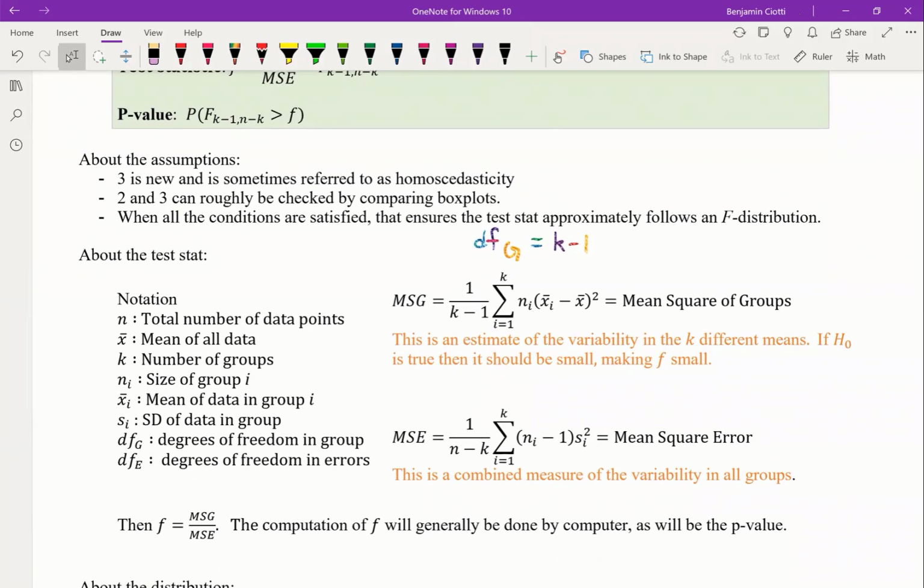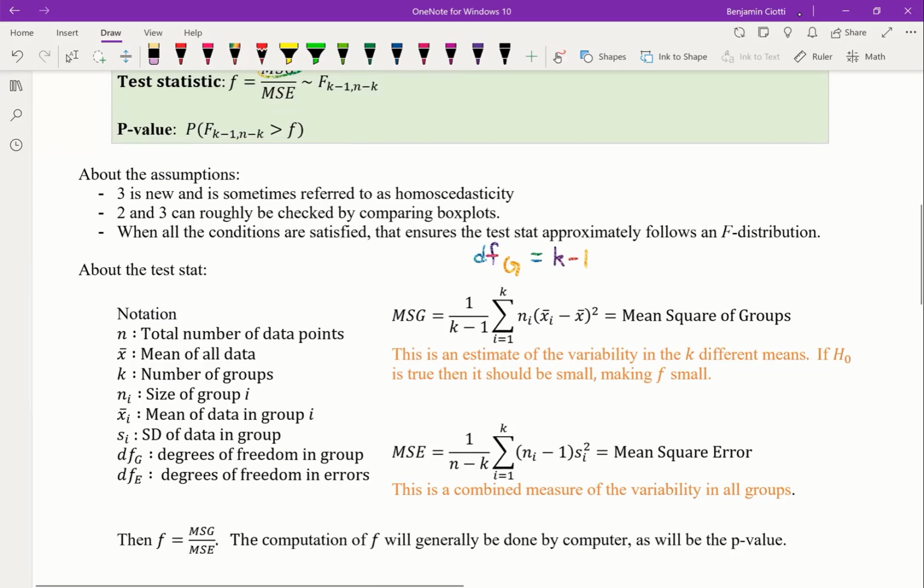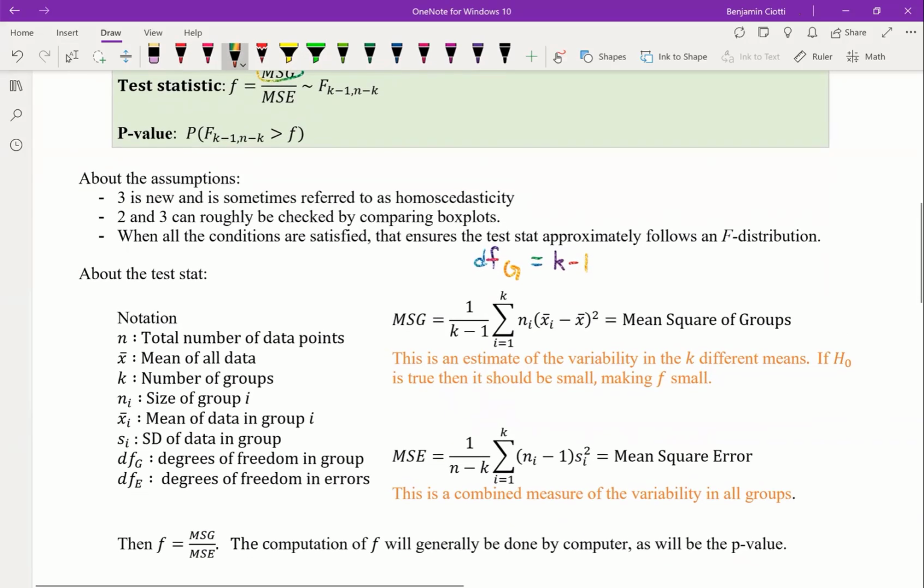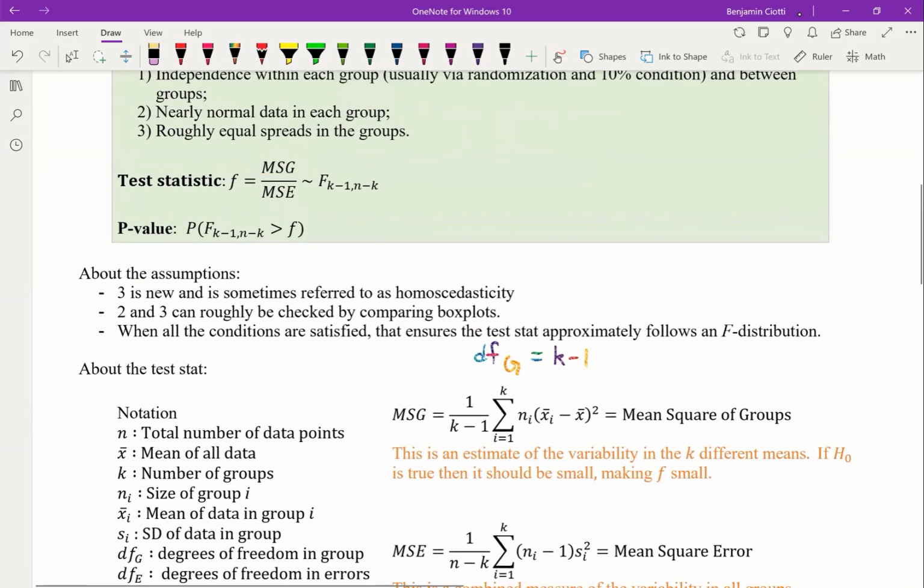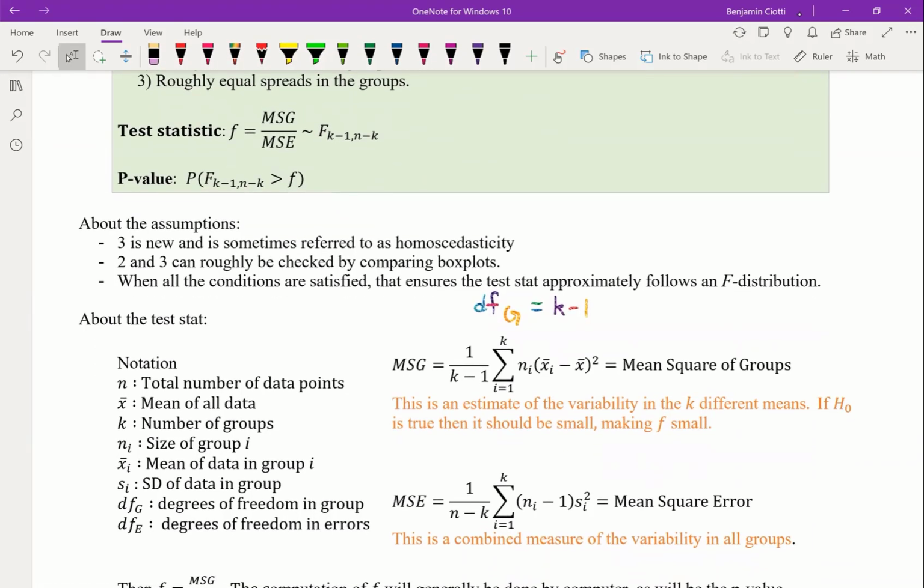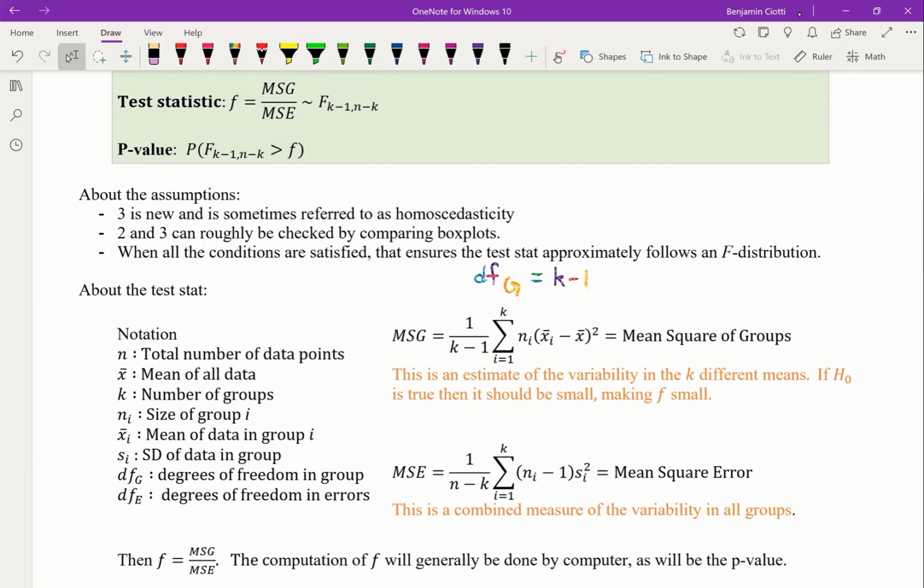Now, if the null hypothesis is true, then all the group means are going to approximately be equal, and all these squares will be very small. As a result, MSG will be pretty small, and as a result, our test statistic will be pretty small. But when the test statistic is large, that means we're likely to reject the null hypothesis.